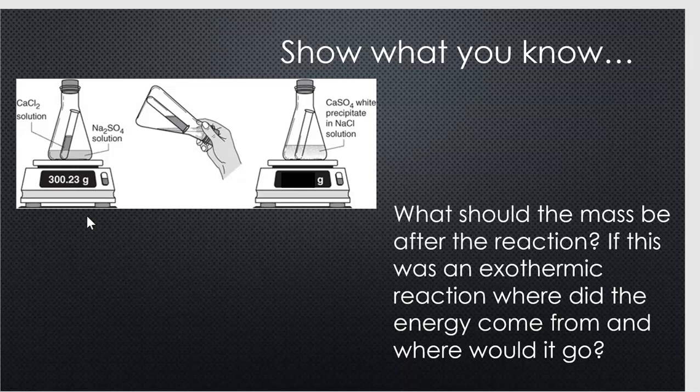after the reaction? And then my other question: if this was an exothermic reaction, a reaction that gave off heat, where did that energy come from and where would it go? Show what you know. Good luck.